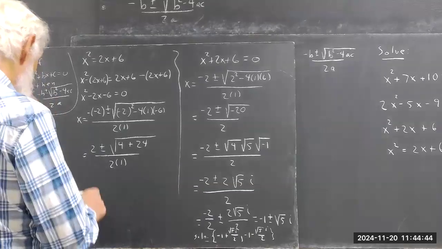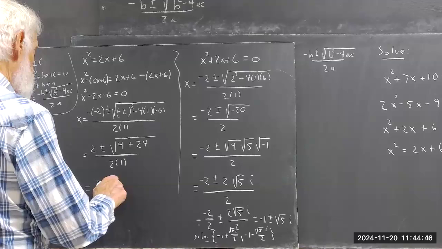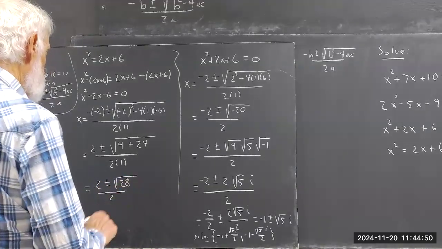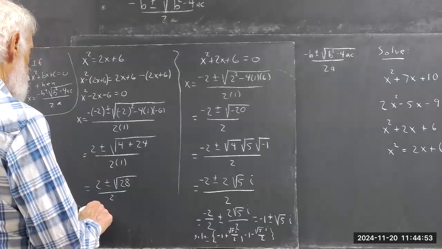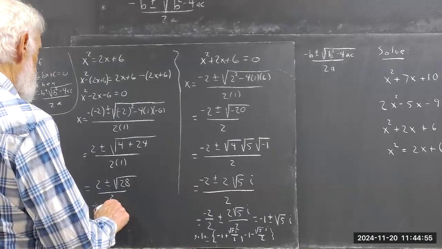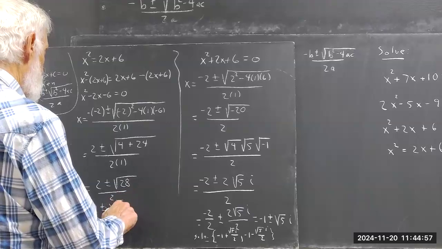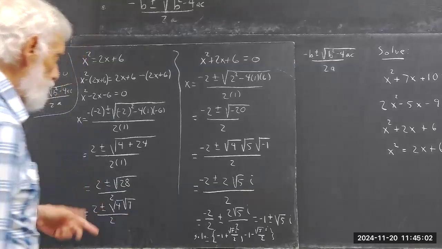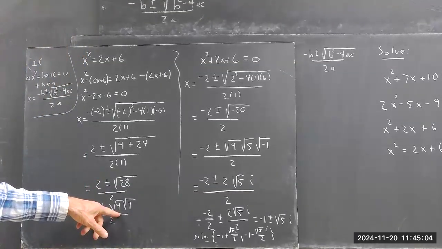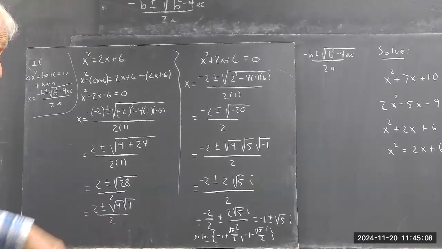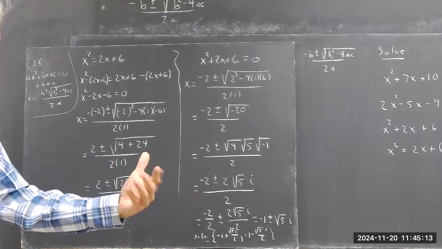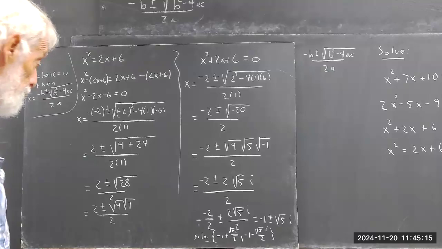Okay. So anyhow, that's going to give us 2 plus or minus the square root of 28 over 2, which is 2 plus or minus the square root of 4 times the square root of 7 over 2. Why did I take out the 4? Because it's a perfect square. Okay. And there's no bigger perfect square. 7's a prime number. You can't factor anything out of 7.